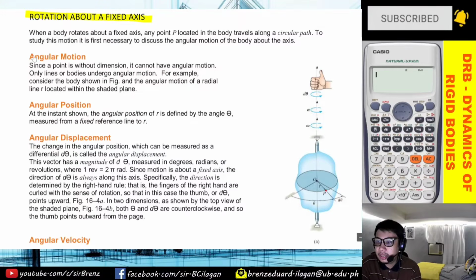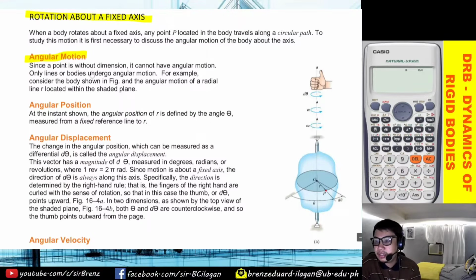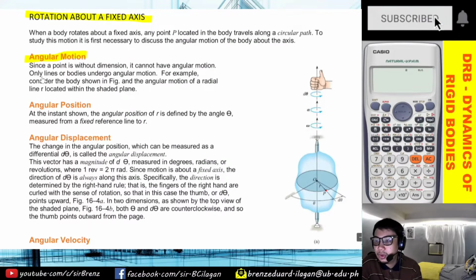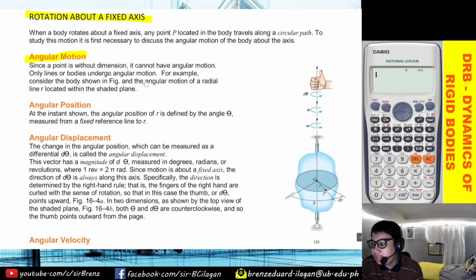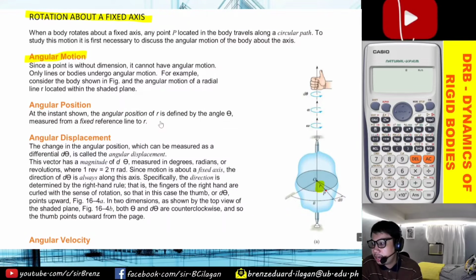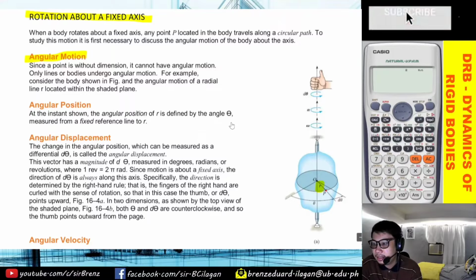So, let's read the definition. Angular motion. Since a point is without dimension, it cannot have angular motion. Only lines or bodies undergo angular motion. So, for example, consider the body shown in the figure, and the angular motion of a radial line R. Okay, so this is our R, located within the shaded plane. So, at the instance shown, the angular position of R is defined by the angle theta.